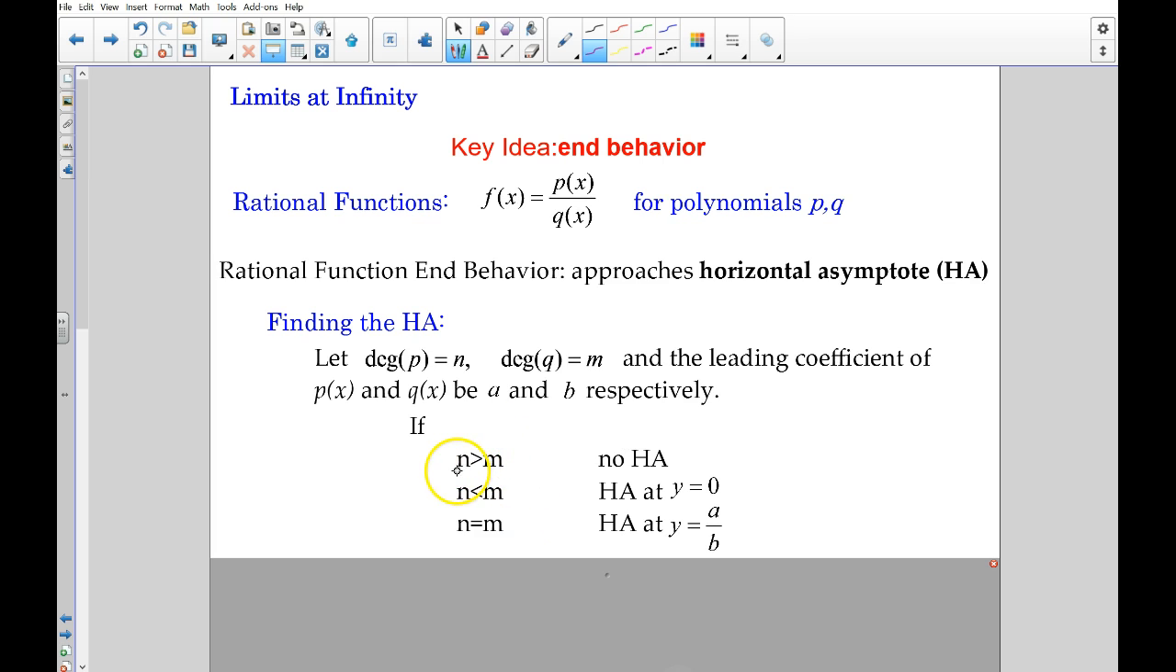So if n, the degree of the numerator polynomial, is bigger than m, the degree of the denominator polynomial, then there's going to be no horizontal asymptote. That's just not going to exist. If the numerator degree is less than the denominator degree, then there's going to be a horizontal asymptote at y equals 0. If they're equal, that's when we need to take the ratio of their leading coefficients, so a to b.